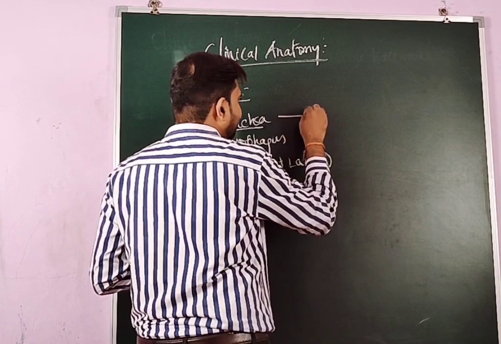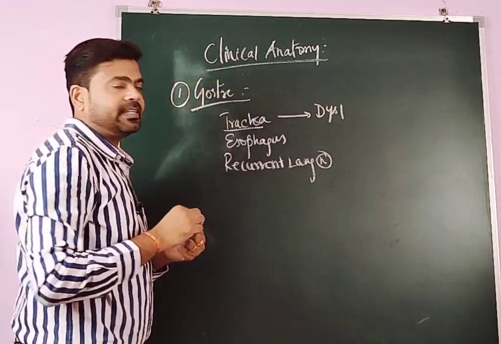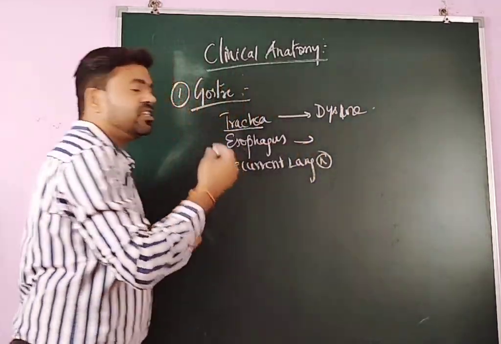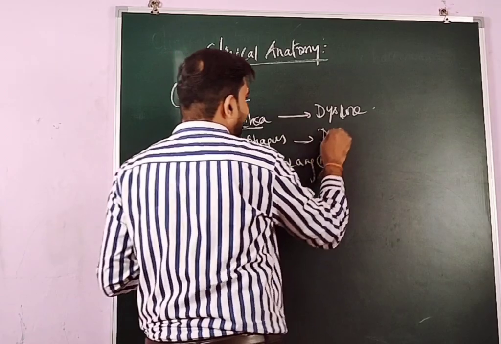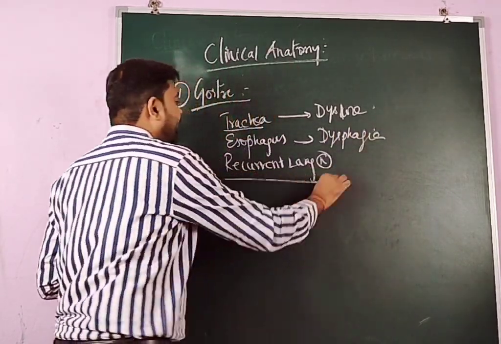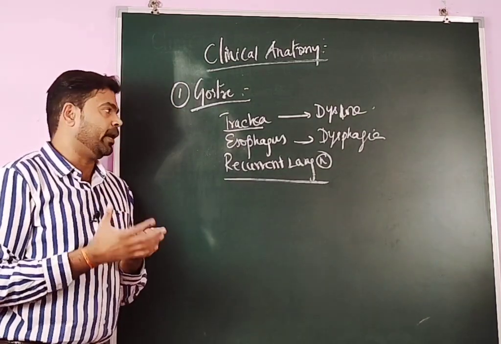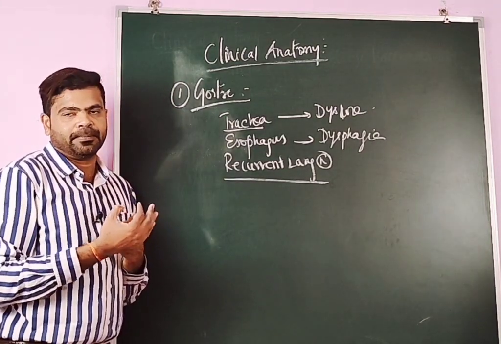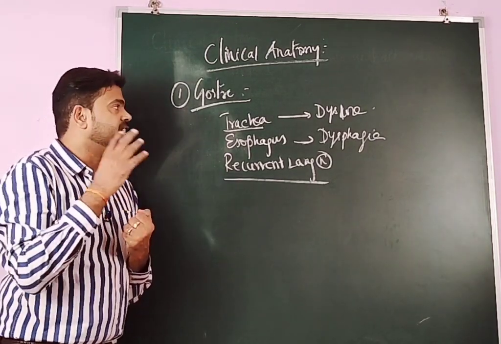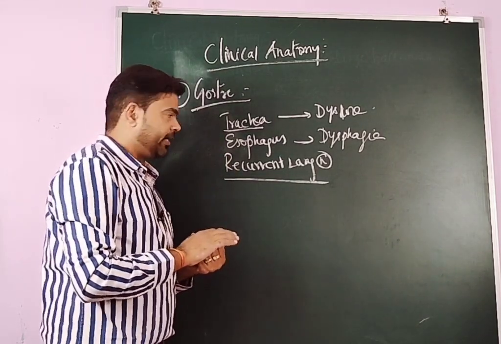It will compress the trachea. What happens? There will be difficulty in breathing, that is called dyspnea, and difficulty in swallowing, that is called dysphagia, and with the compressed recurrent laryngeal nerve, there will be dysphonia. So there are three D's to remember: dyspnea, dysphagia and dysphonia. These are the three important symptoms you want to remember for goiter.